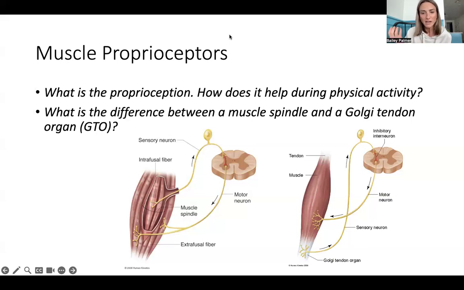Our GTO is an extrafusal fiber that exists in the musculotendinous junction and it responds to tension. So any tension or force placed on the body, especially unexpectedly, will send a signal to the spinal cord. That motor neuron comes back to that same muscle under tension and tells the body to relax, right? Again, a protective mechanism to prevent not overstretching, but any potential tearing of a muscle with too much force.